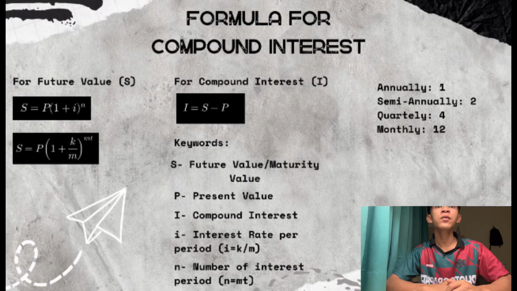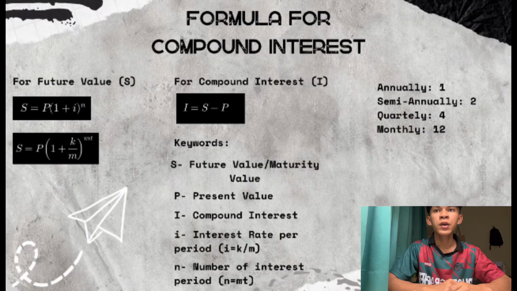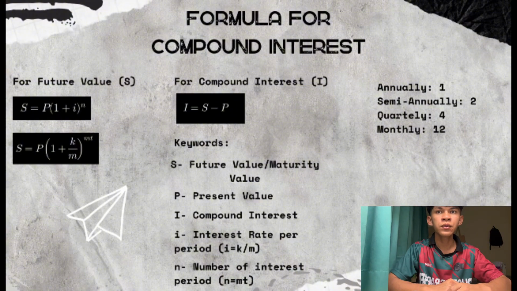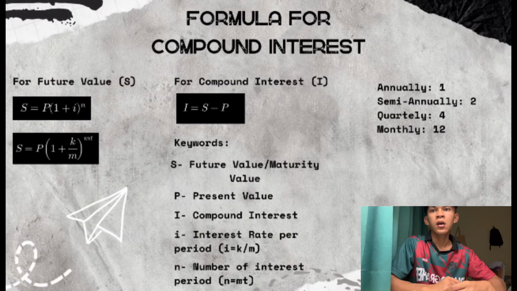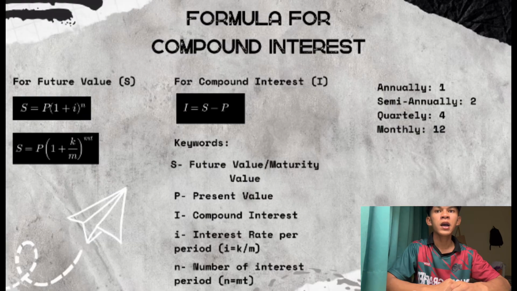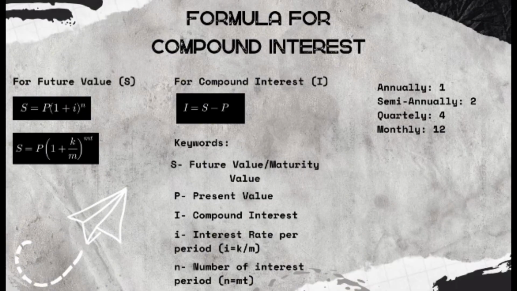This is the formula for compound interest. We have the formula for future value and the formula for compound interest. The keywords: S, future value or maturity value. P, present value. I, compound interest. i, small interest rate per period. N, number of interest periods.